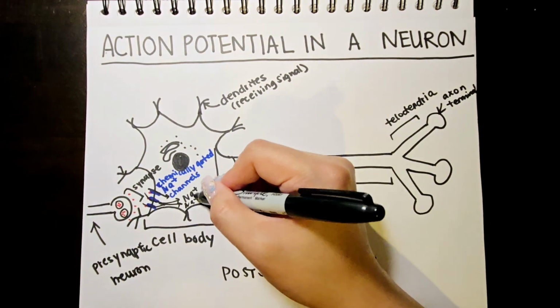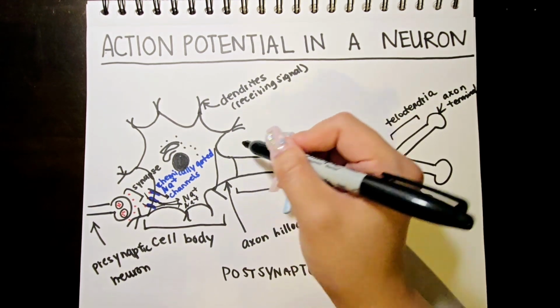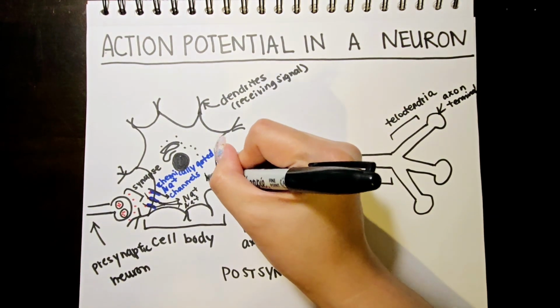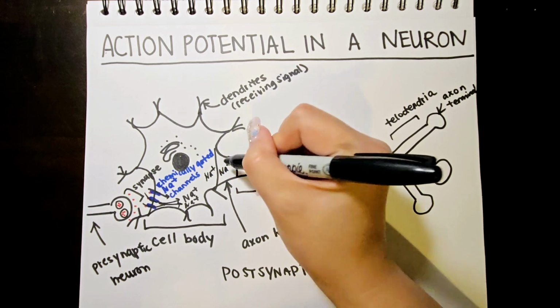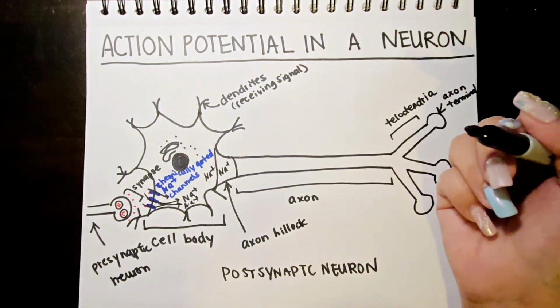Now, all of these sodium ions coming in are going to collect at the axon hillock. So all the sodium ions are going to come here. They're going to float inside the cell body towards the axon hillock.